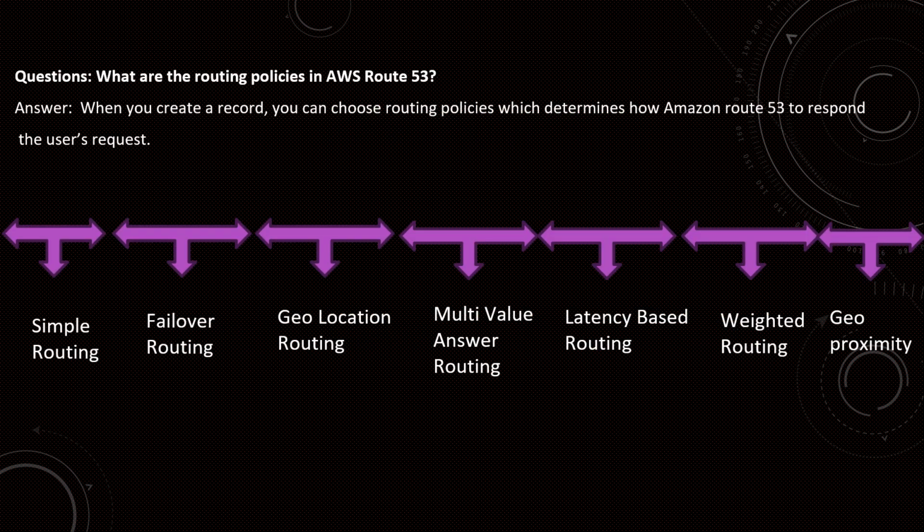Coming to the slide, what are the routing policies in AWS? Once you create the record, you have the options to choose the routing policy, which determines how AWS Route 53 or DNS has to respond to the user's request. After creating the records, number one is simple routing, which is the default routing. Second is failover routing, then geolocation, multi-value, latency based, weighted routing, and geoproximity.